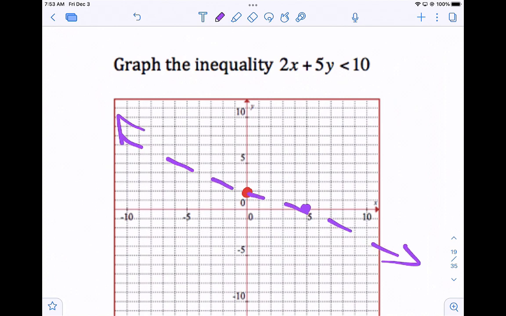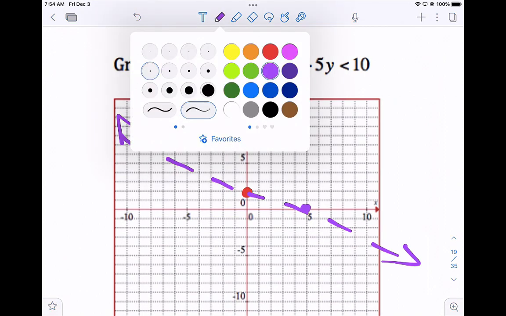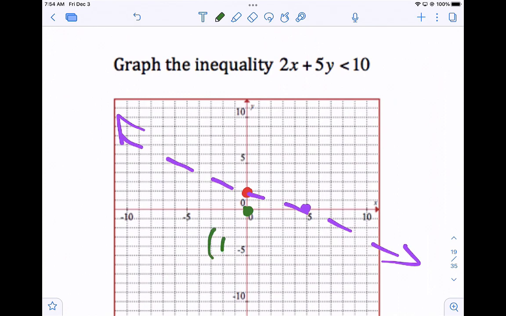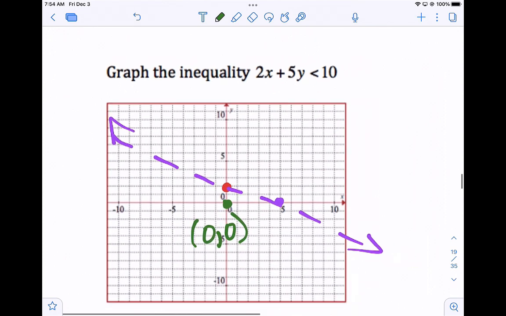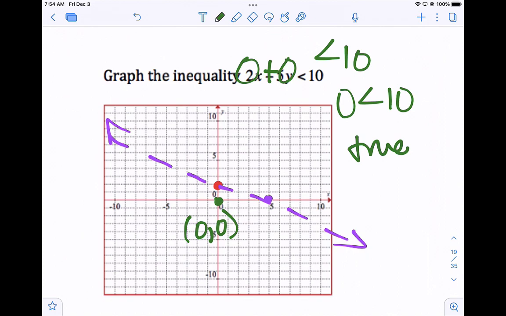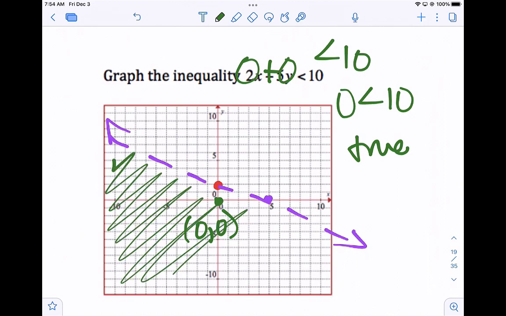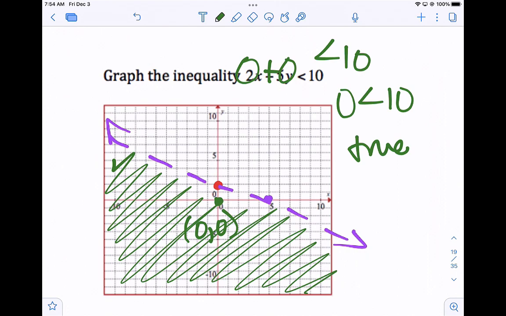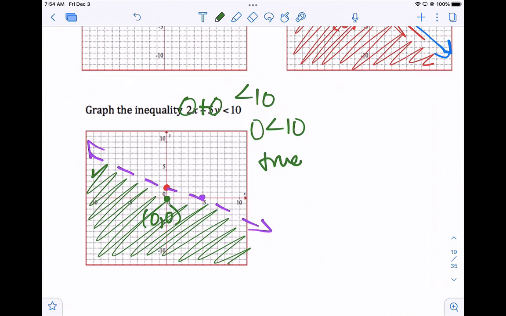And then we have to pick a point, test, and shade. We want to know where this is less than 10. I would guess below because it's less than, but we can pick a point and test it. So 0, 0 is not on the line. We can test it. If 0, 0 was on the line, we would have to pick a point above or below the line. All right, let's plug in 2 times 0, 5 times 0. Is that less than 10? And that's true. So since it's true, we shade the side of the line that 0, 0 is on. And what it means is any point below this line will be true in the inequality and will work. So our answers lie below the line.